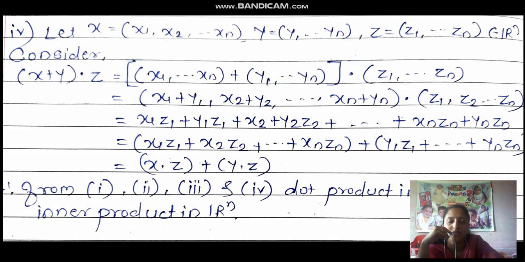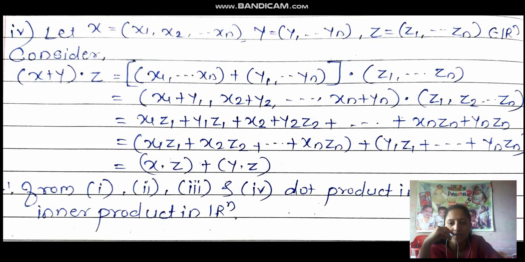Now next is the fourth property, that is x plus y dot z is equal to what? Now x, y, z are all vectors in Rn. So by addition, x plus y dot product with z, we get first the addition x1 plus y1, x2 plus y2 and so on xn plus yn dot z1, z2 up to zn. Right? So by the definition of dot product we get x1 plus y1 into z1, x2 plus y2 into z2 and so on xn plus yn into zn.